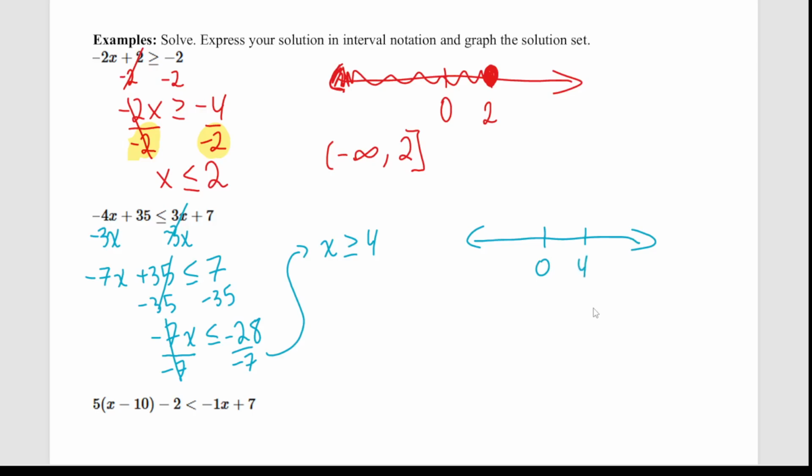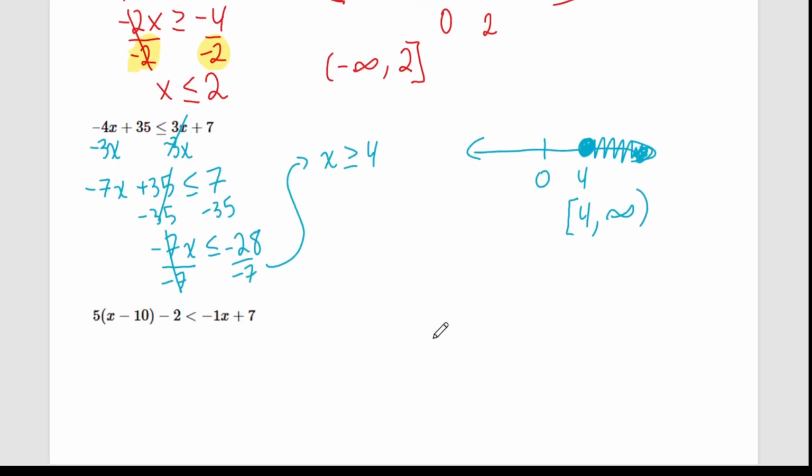I'm going to plot the 4. I'm going to use a closed circle on the 4 because it's or equal to. Then I will shade to the right because it's greater than. And then our lower bound is 4 because it's the smallest number we're allowed to equal. Our upper bound is infinity because it keeps on going forever to the right. We're going to use a bracket on the 4 because it can equal 4, and then a parenthesis on the infinity because we philosophically can never reach infinity.